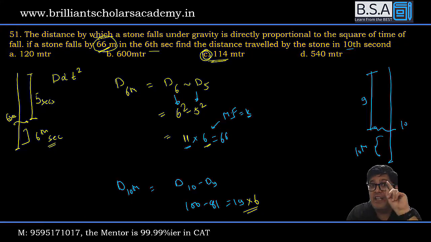Not 10 seconds, in the 10th second. Total 10 seconds is 600. Total 9 seconds you calculate and subtract both. The answer you're getting, 600, is for the total journey. Total journey 600 meters.